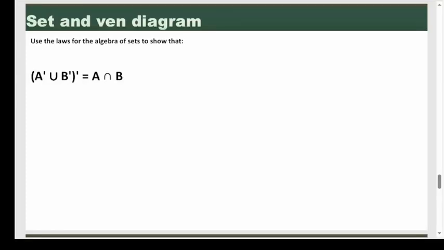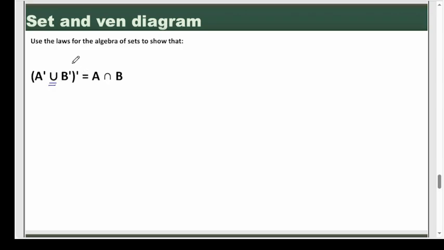I am going to prove the left side gives me the right side. To prove it, I have to apply this prime inside the parentheses. We know when I apply prime, if I have a union sign, it will become an intersect sign, and if I have an intersect sign and I apply prime, it would be the union sign. So here I have a union sign.